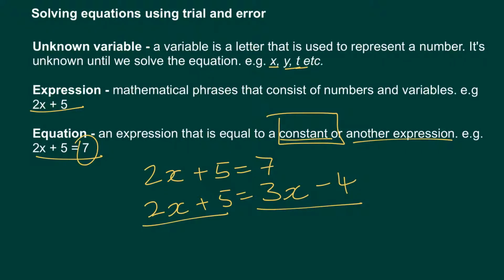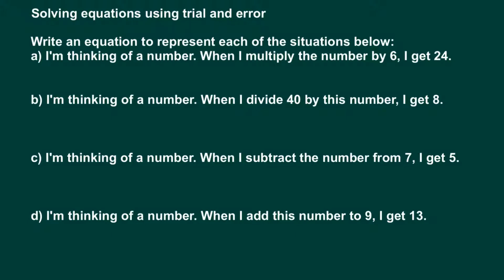Alrighty, so let's have a look at the very first question that we're going to make our way through. It says, write an equation to represent each of the situations below. Part 1 says, I'm thinking of a number. When I multiply the number by 6, I get 24. So guys, in situations like this, it's a very simple sort of scenario. The very first thing you'll notice, it says, I'm thinking of a number. Now, they haven't told us what this number is. It's simply, I'm thinking of a number. When I multiply the number by 6, I get 24.